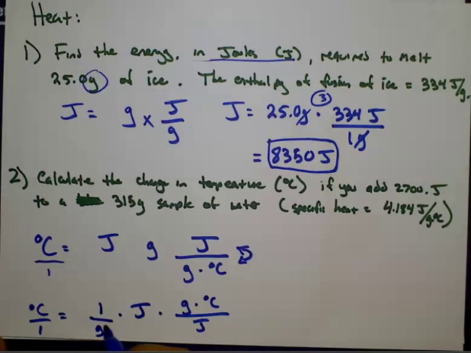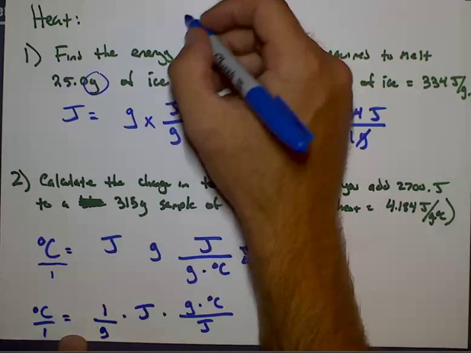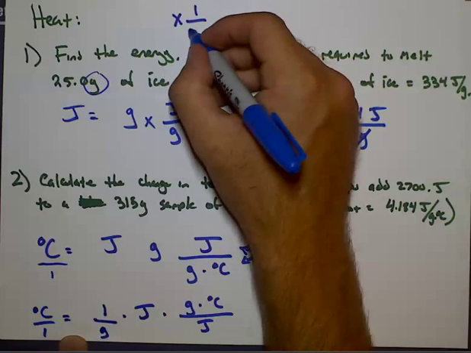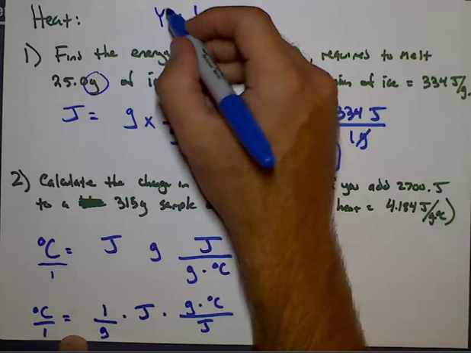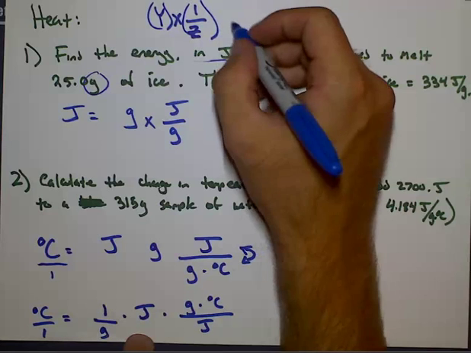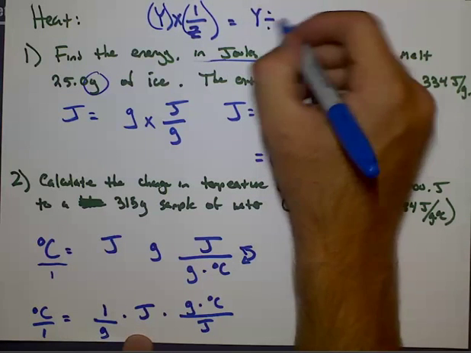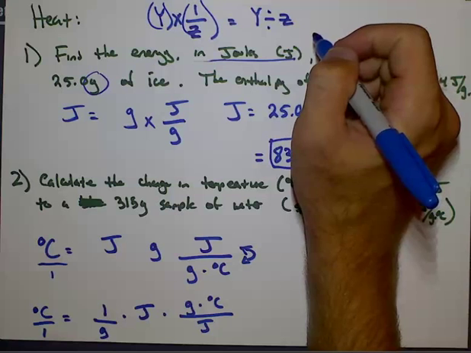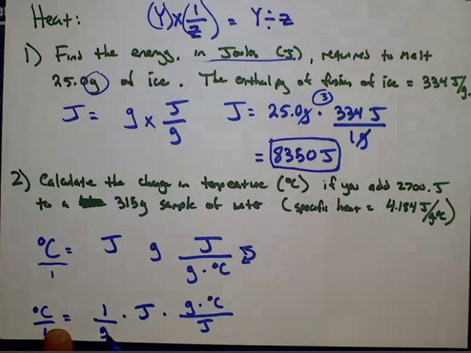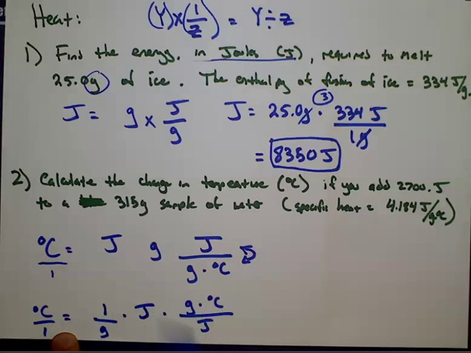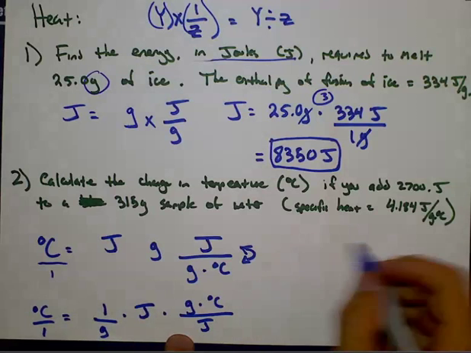Now, remember, what does it mean when we're multiplying by 1 over something? I'm going to put this up at the top. When we multiply y times 1 over z, what that really means is y divided by z. So when we take something and multiply by 1 over something, we're really dividing by it. Keep that in mind here. We're basically taking these two things, multiplying them, and then dividing by grams. Make sure that our units check. Joules over joules cancel. Grams over grams cancel. Degrees Celsius on top.